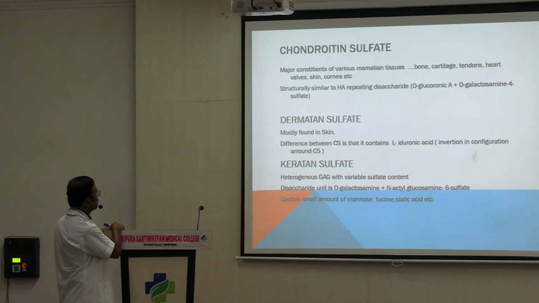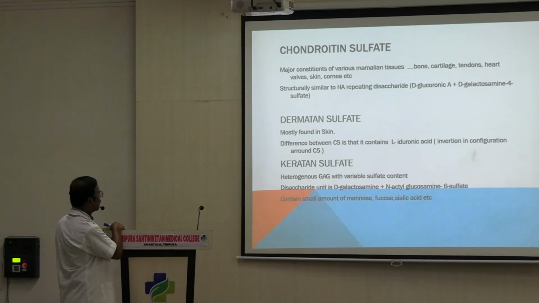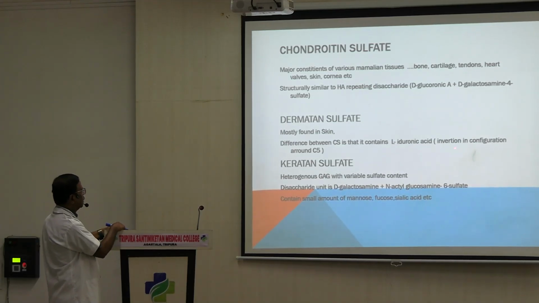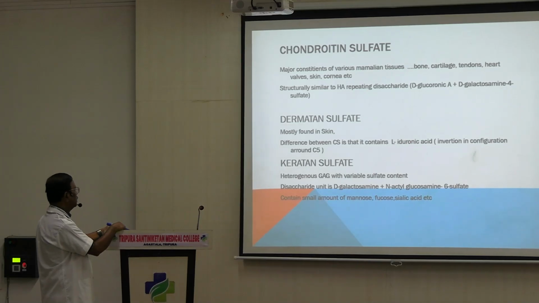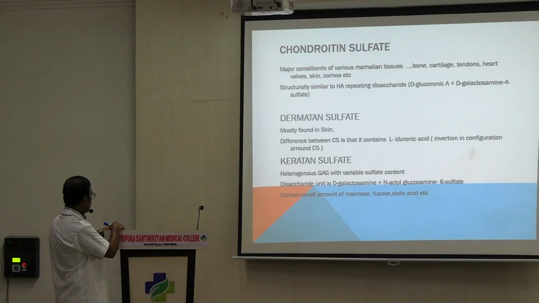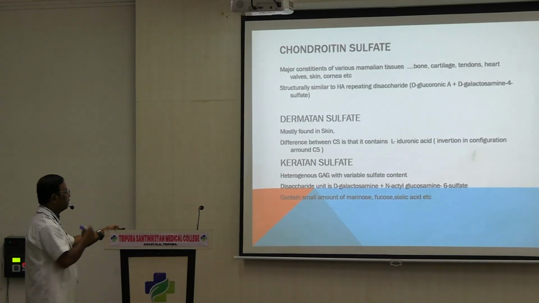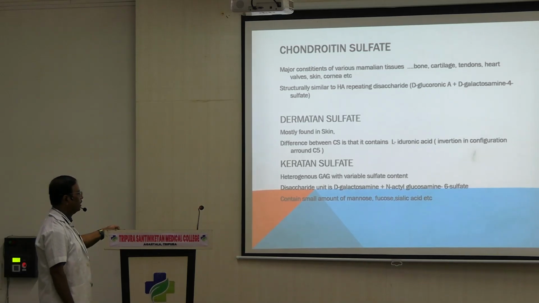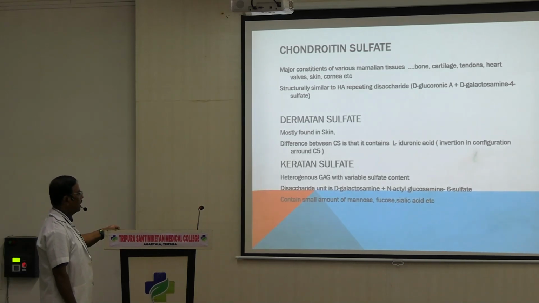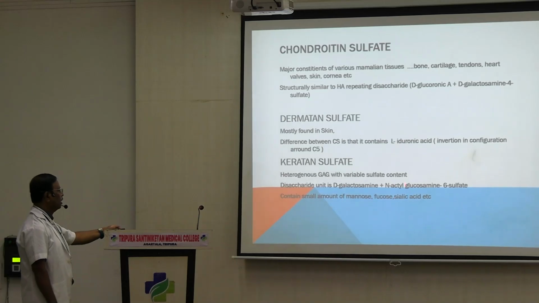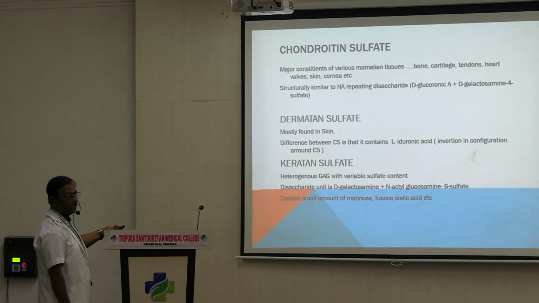The difference between keratan sulfate and dermatan sulfate is that here, instead of glucuronic acid, there is hyaluronic acid, as we have seen. Then keratan sulfate, a heterogeneous GAG with variable sulfate content. The disaccharide unit is galactosamine plus N-acetyl glucosamine 6-sulfate. It contains a small amount of mannose, fucose, sialic acid. Fucose, it is not fructose, F-U-C-O-S-E. This is another monosaccharide.